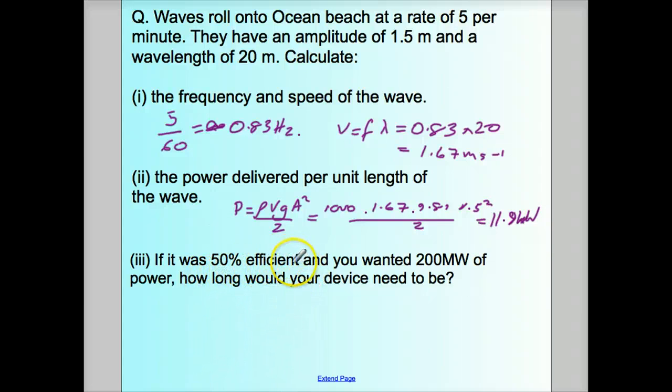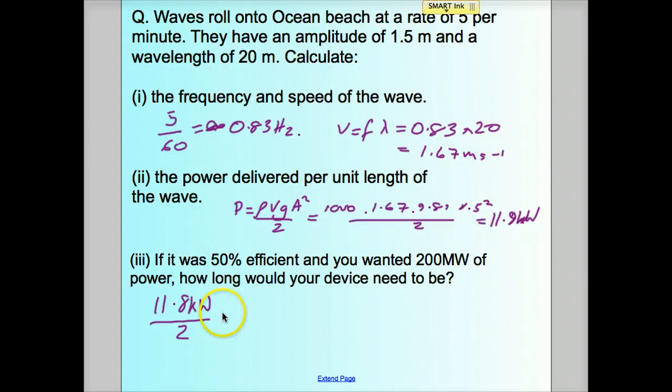If the system was 50% efficient and you wanted 200 megawatts of power, how long would your device need to be? Well, we know that this is the power per unit length, per 1 meter. We're going to assume 50% efficiency, so firstly we need to divide our 11.8 kilowatts by 2, because it's 50% efficient, and then we need to divide this into 200 megawatts to actually find out how long our device would need to be in meters.